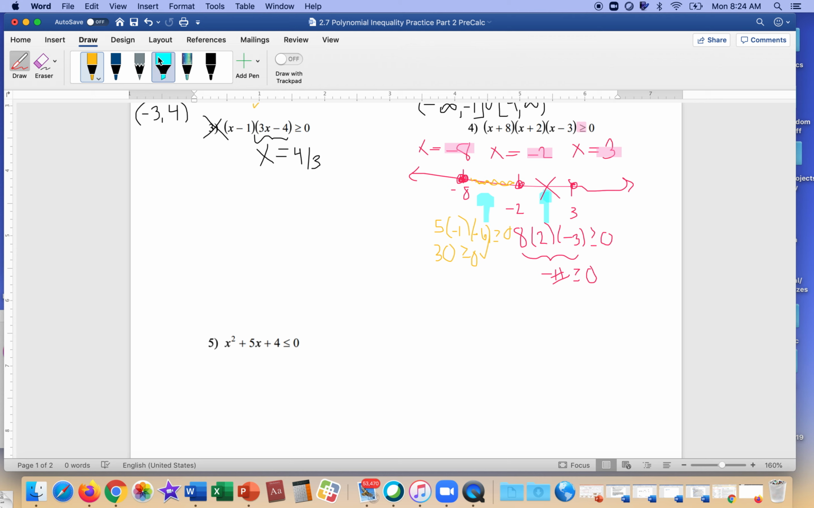So then I'm going to test a point in this region. I'll pick a value greater than 3. So I'm going to try 4. So 4 plus 8 is 12. 4 plus 2 is 6. 4 minus 3 is 1. Okay, we know that 12 times 6 times 1 is going to be a big positive number, right? We know clearly it's going to be a positive number that's greater or equal to 0. So you can save yourself a little time. So we're going to fill this in. And technically you're filling in the arrows, right? Heading to infinity.